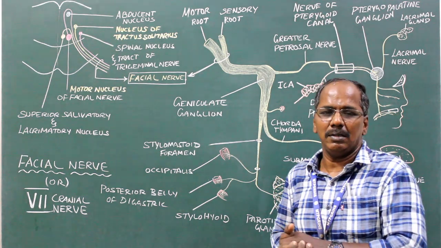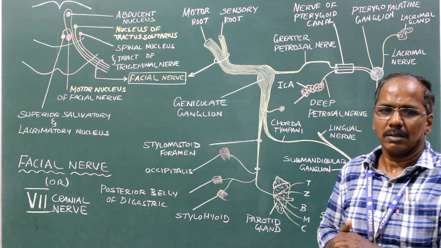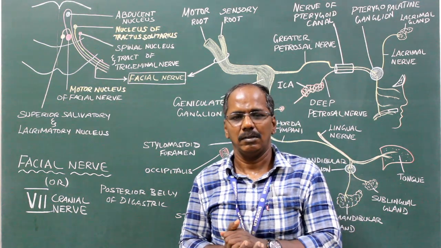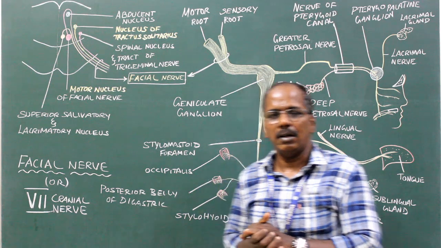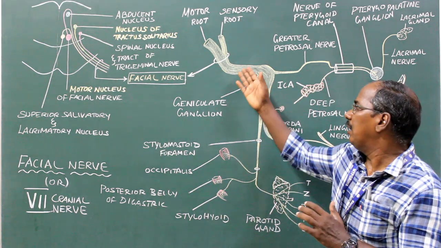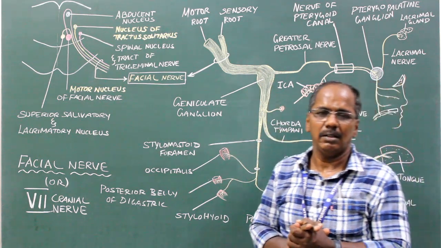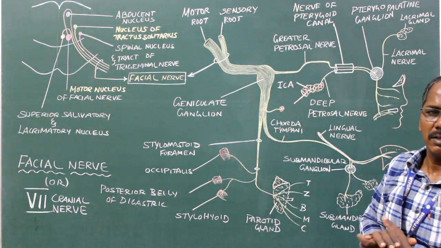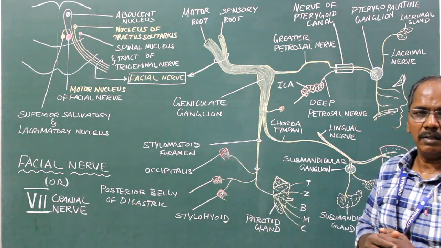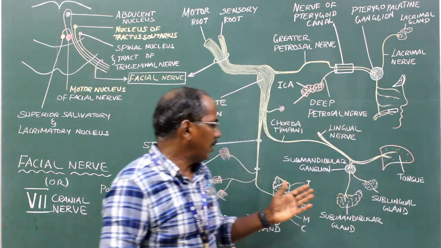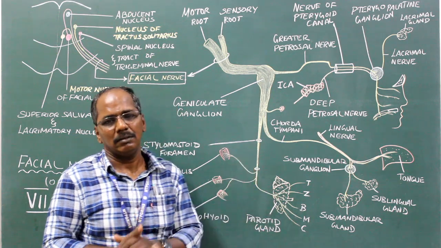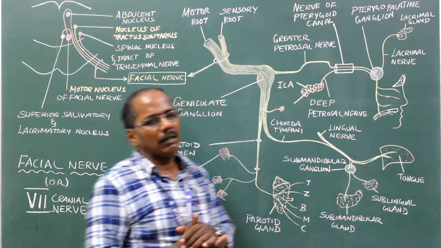Branches and distribution. There are 3 branches arising from the facial nerve in the facial canal, 3 branches from the facial nerve after emerging out of the stylomastoid foramen, and 5 terminal branches in the face, that is in the parotid gland. Branches in the facial canal.